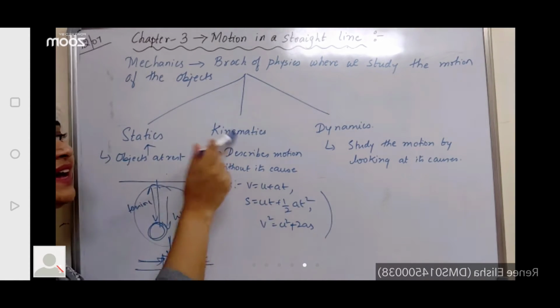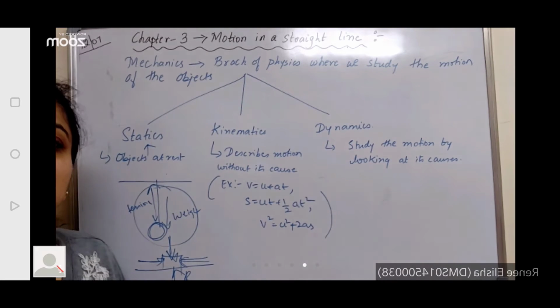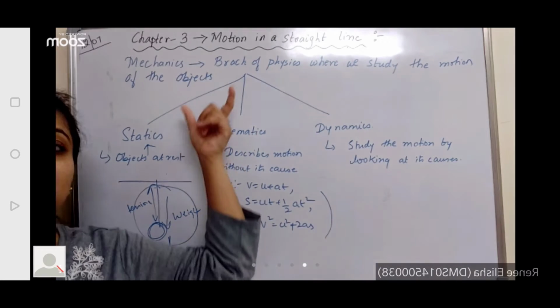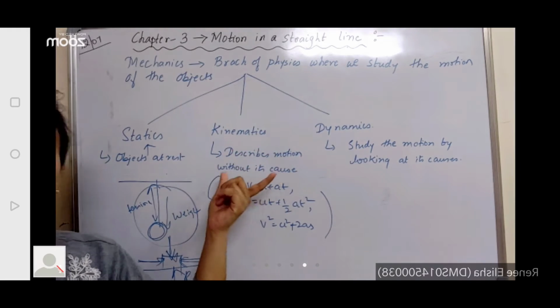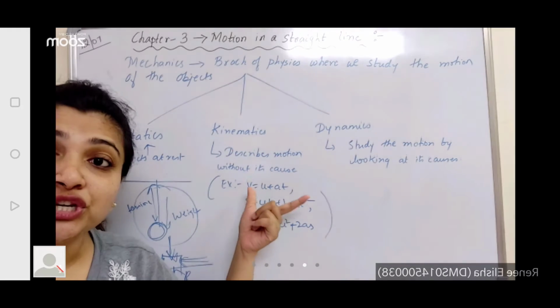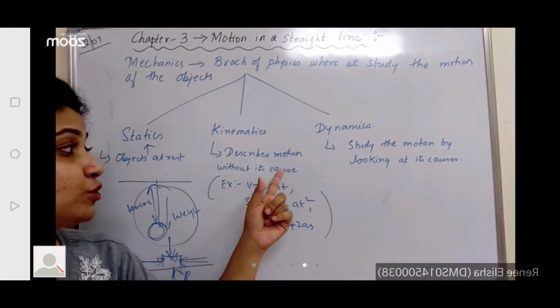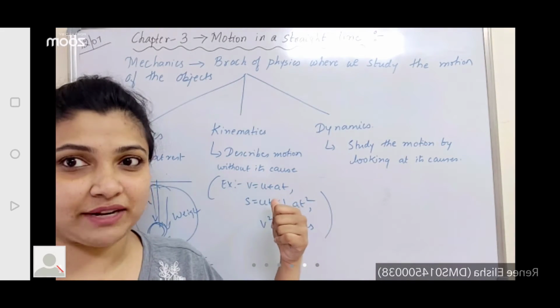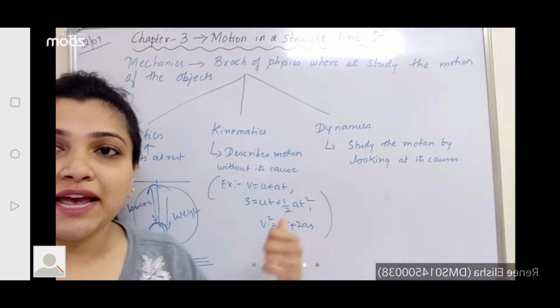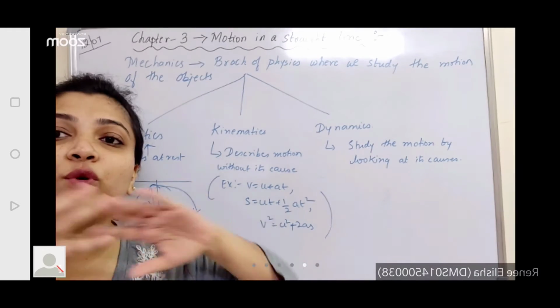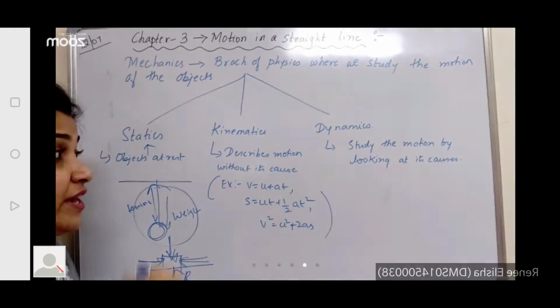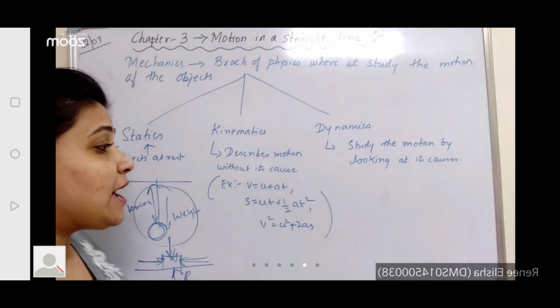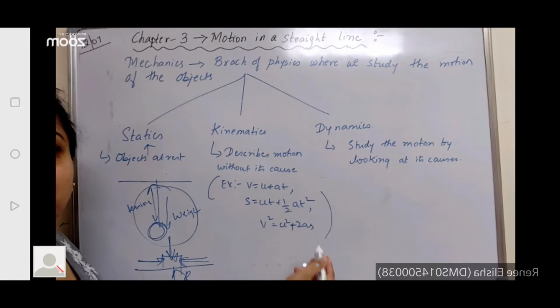Now, what do you mean by kinematics? Kinematics is again a branch of mechanics which deals with motion, but without its cause. That means forces are not involved in kinematics. If I'm dealing with kinematics, we don't require the force which causes motion, but we can find how the motion occurs by using the laws of motion, the equations of motion.